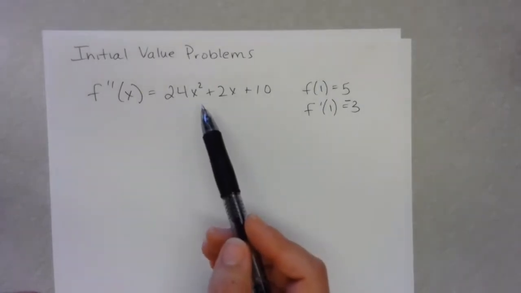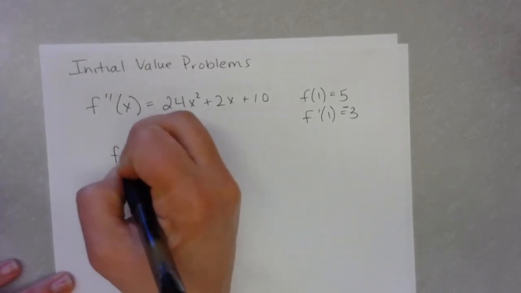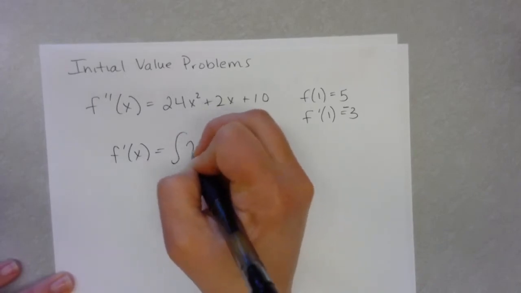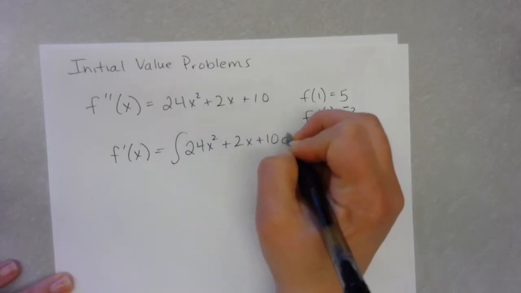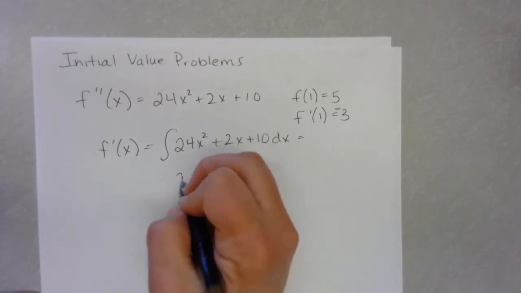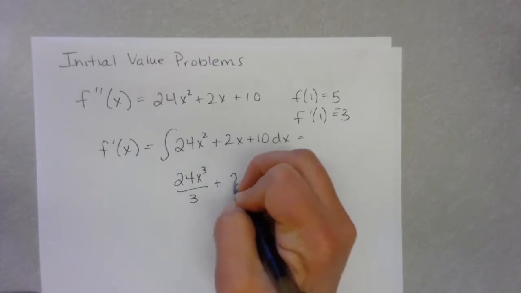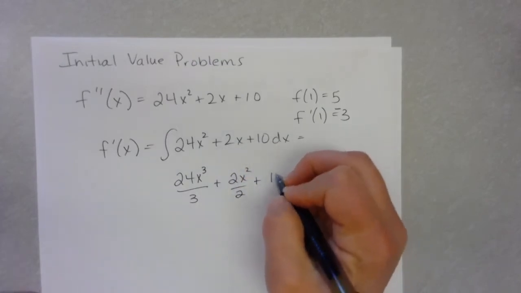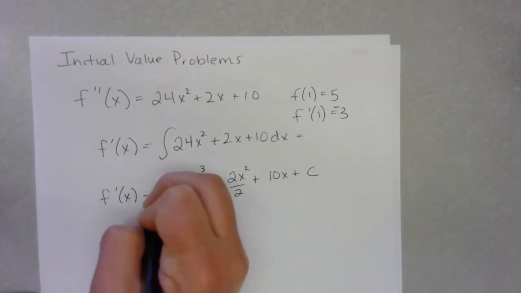So to go to f, I know I have f double prime, so first I'm going to go to f prime. I know that f prime of x is equal to the antiderivative of 24x squared plus 2x plus 10 dx. So I'm going to end up with 24x cubed over 3 plus 2x squared over 2 plus, my constant always gets tacked on an x, and then plus a c. Here's my f prime for right now.